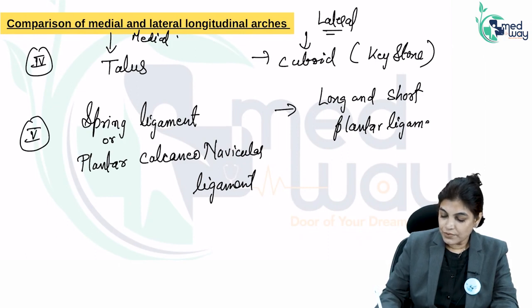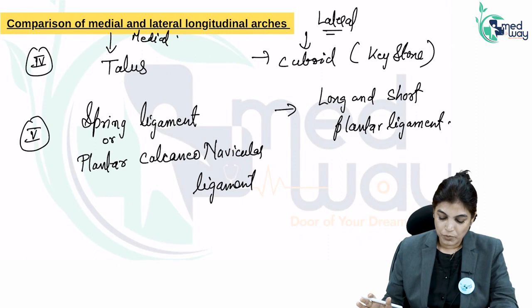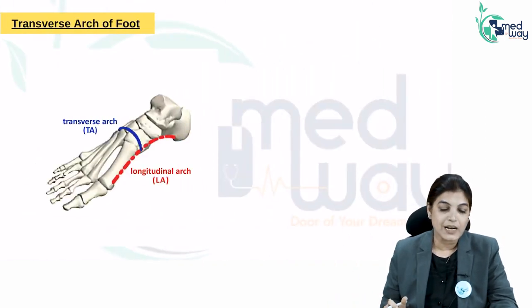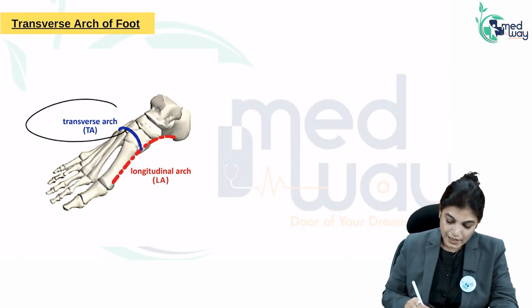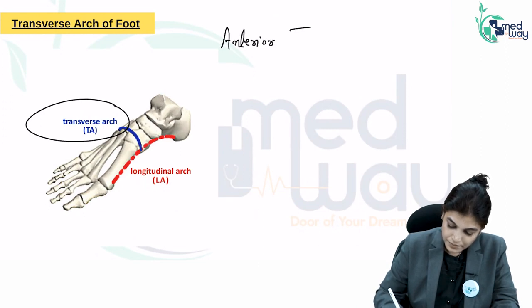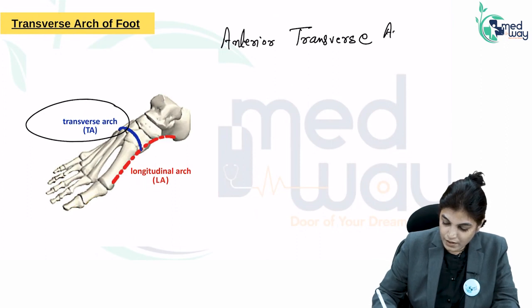Actually, already the difference of sling support, tie beams and different ligaments supporting it has been discussed. So, this is the major difference. Now, let's move on to the transverse arch. If I talk about transverse arch, there are two transverse arches. There is the anterior transverse arch of the foot, and there is a posterior transverse arch of the foot.